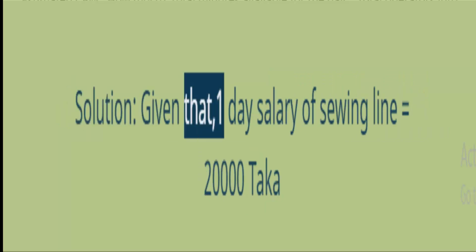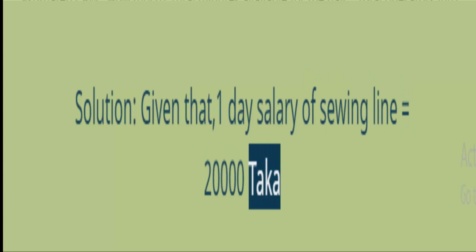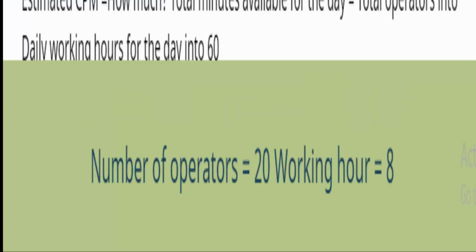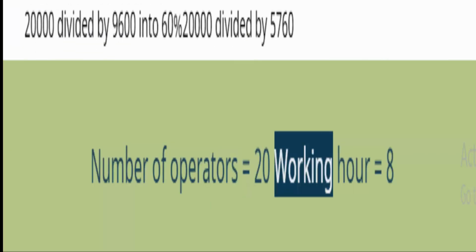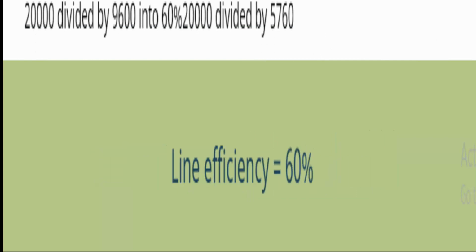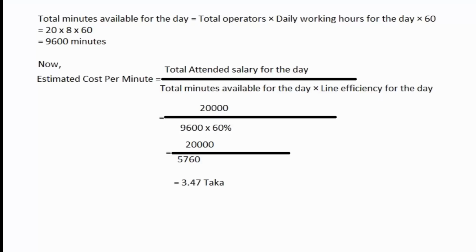Solution, given that one day salary of sewing line equals 20,000 taka. Number of operators equals 20, working hour equals 8. Line efficiency equals 60%. Estimated CPM equals how much? Total minutes available for the day equals total operators into daily working hours for the day into 60. Equals 20 into 8 into 60 equals 9,600 minutes.